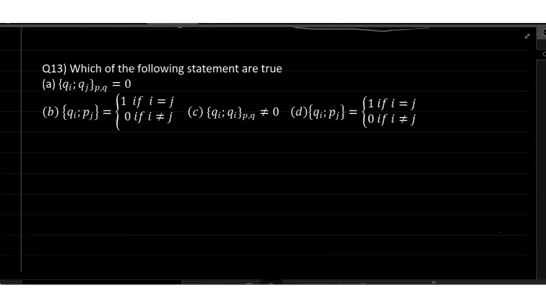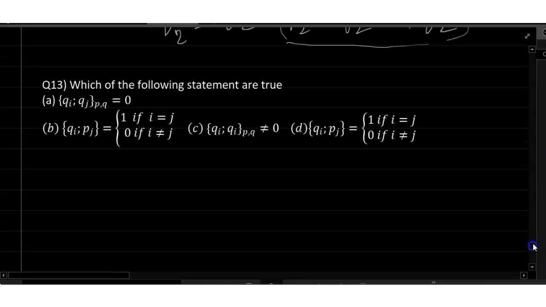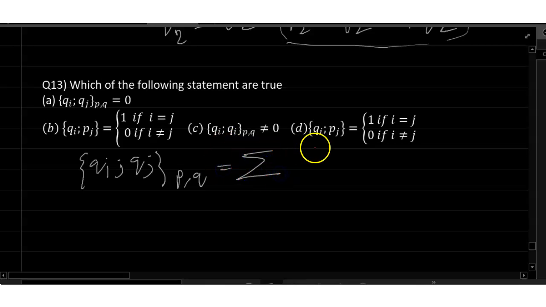Poisson bracket: qi comma qj and p comma q is equal to summation over k.